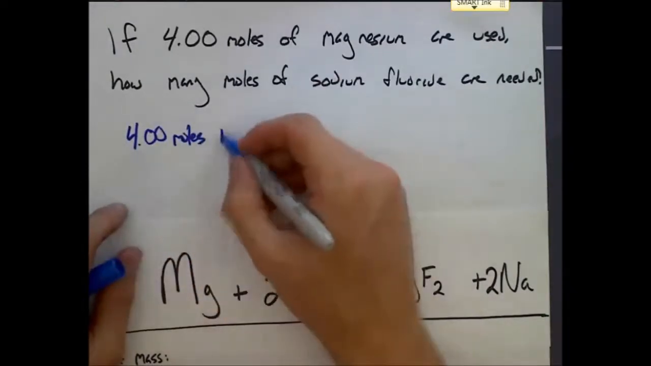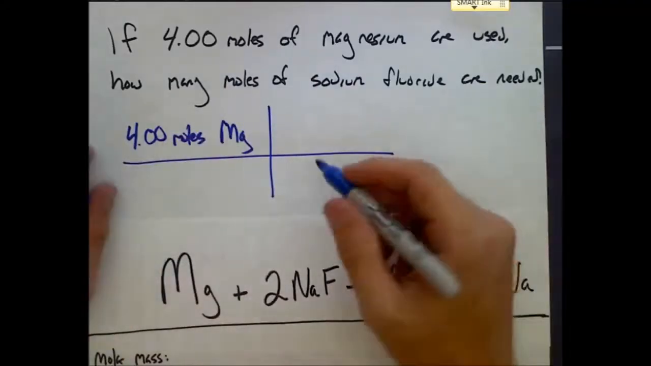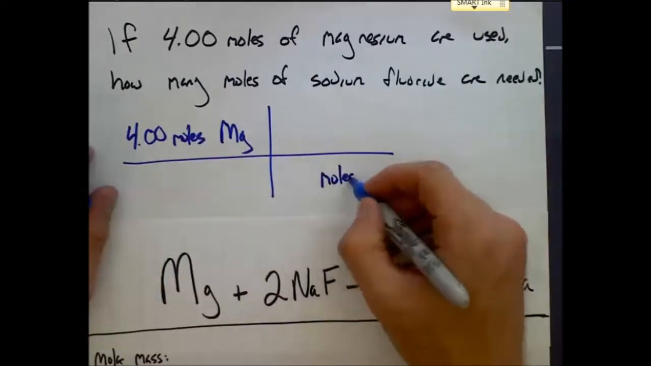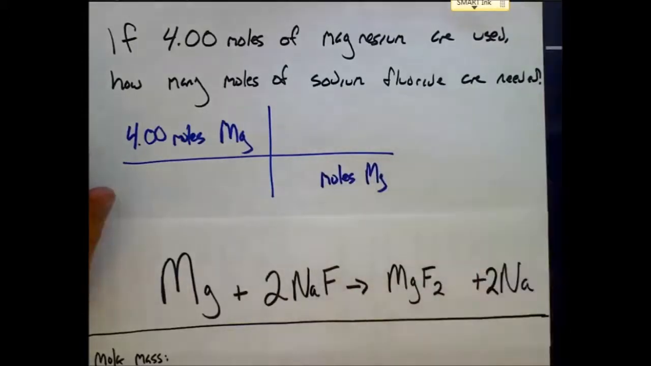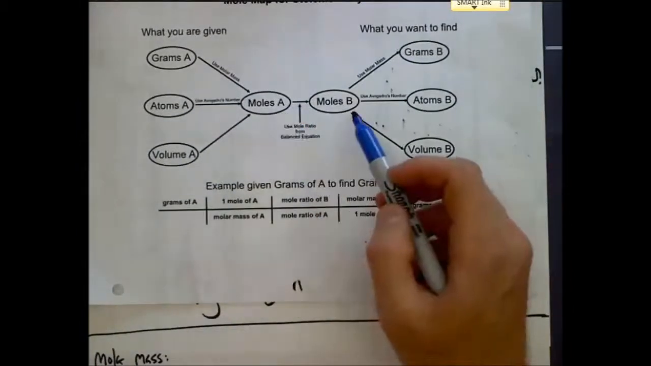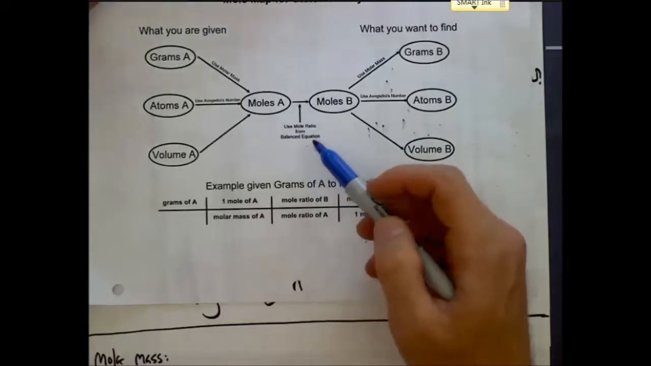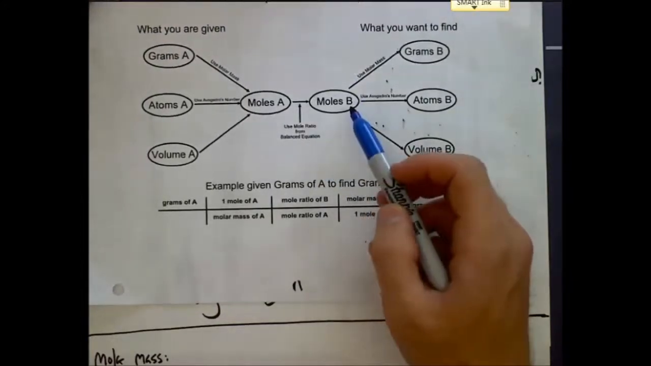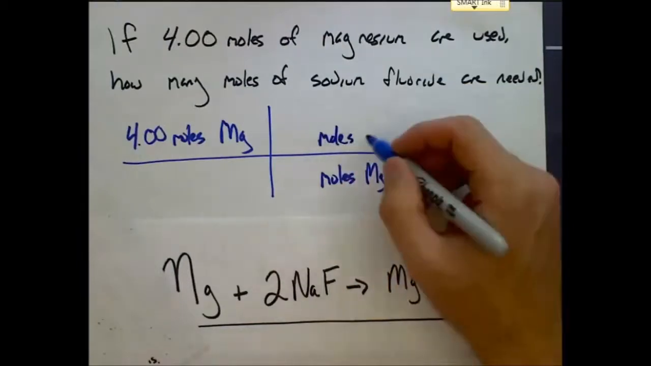4.00 moles of magnesium. And we know before we do anything else, we need to cancel our given. The mole map again: we start off with moles of one thing, we want moles of the other thing. It says to use the mole ratio in that one step, and we know that moles of the second thing have to end up on the top. So it asks for moles of sodium fluoride.